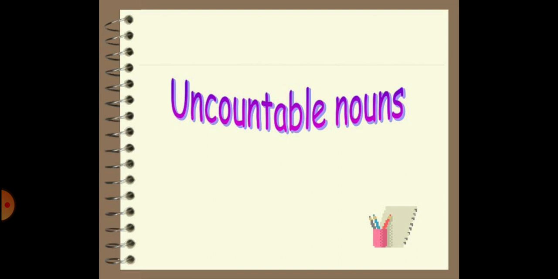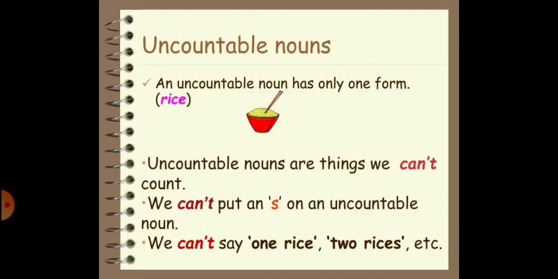So we have talked about countable nouns. Now we're going to talk about uncountable nouns. An uncountable noun is a noun where you do not use a or an in front of it. So for example, an uncountable noun is happiness. I do not say a happiness. Okay? So that's a no. So we do not use a or an. We do not add s or es at the end of the word. Okay?